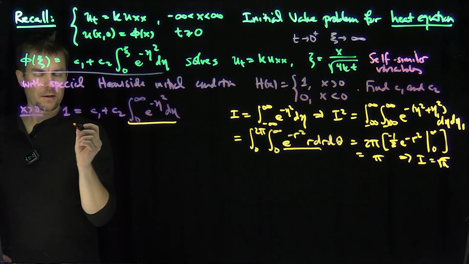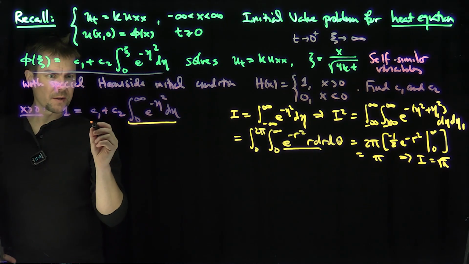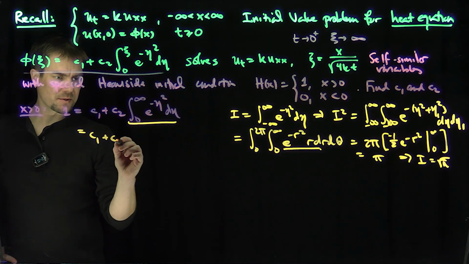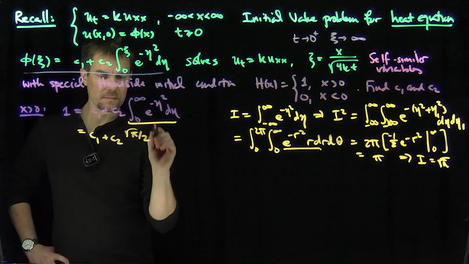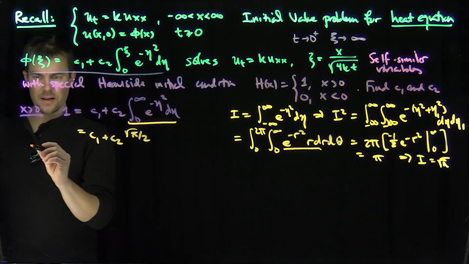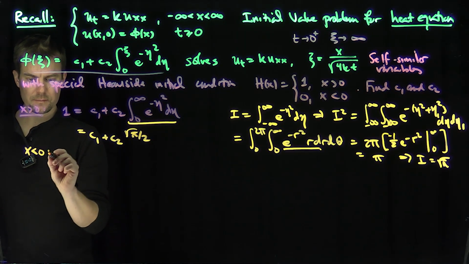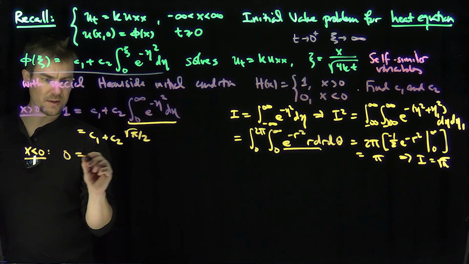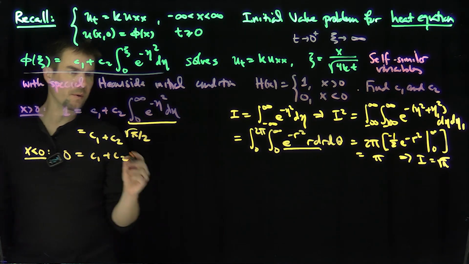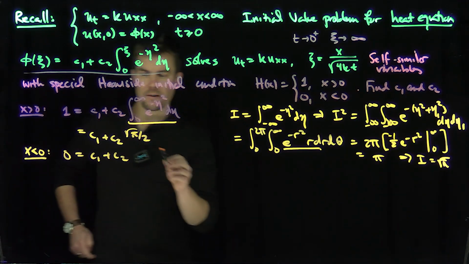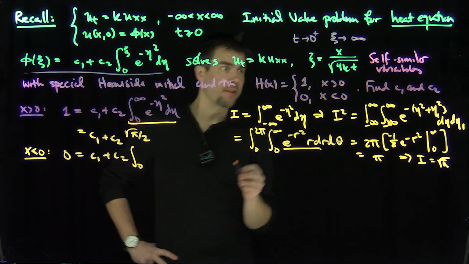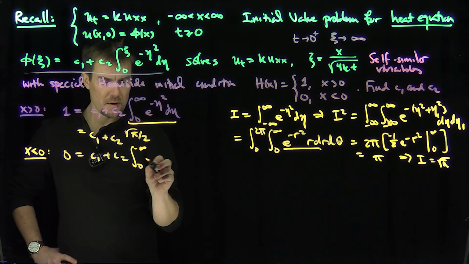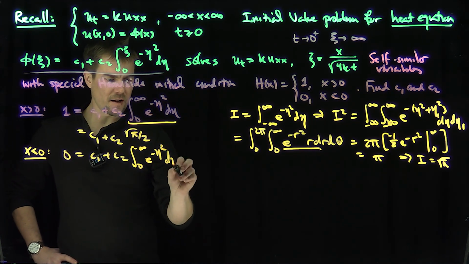So when we plug in 1, we get c1 plus c2 times the square root of pi over 2. And similarly, when x is negative, you get 0 equal to c1 plus c2, and then you're integrating from 0 up to negative infinity now, because when x is negative, xi goes to negative infinity, of e to the negative eta squared d eta.